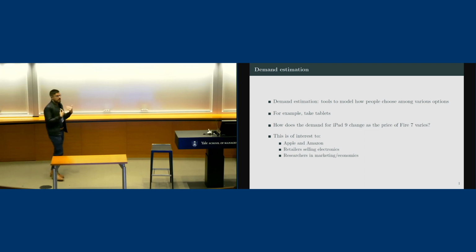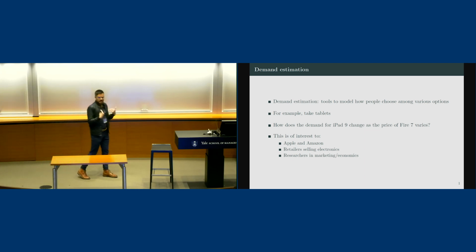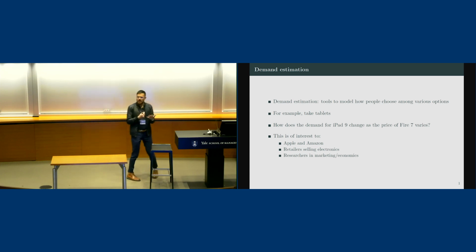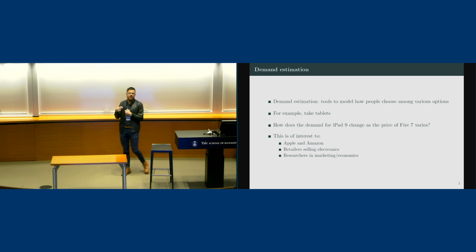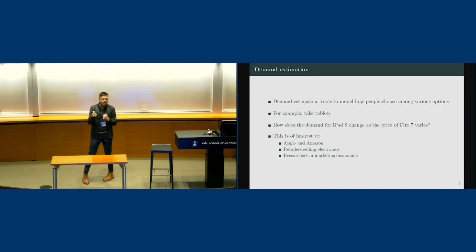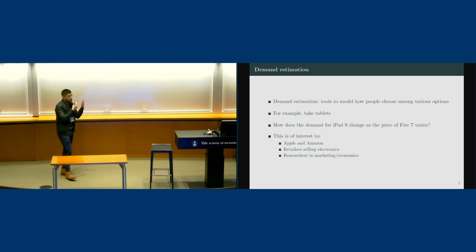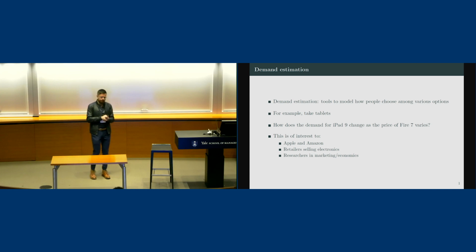And of course, this is of interest for people like myself who are researchers in marketing and economics, because demand estimation, really understanding how people choose among options, is a building block for many subsequent analyses. So if we're interested in the effect of a tariff or of a tax or a merger between two firms, we're going to need to answer questions like this. How do people substitute among products as a stepping stone towards answering this question?